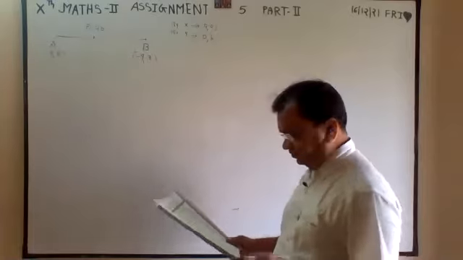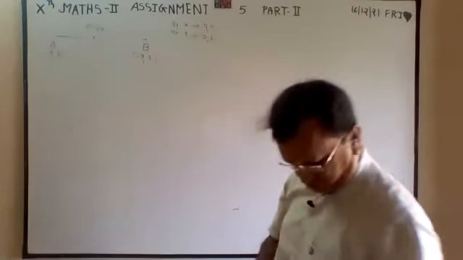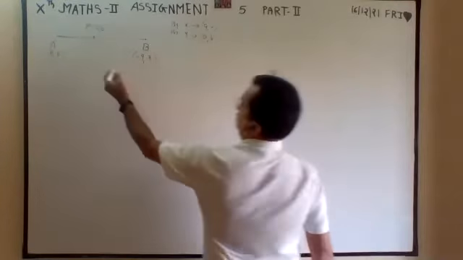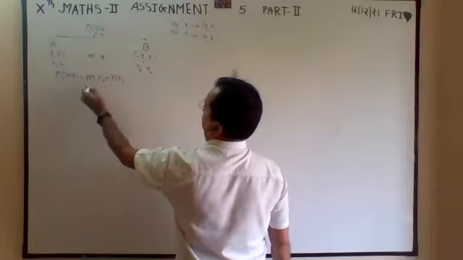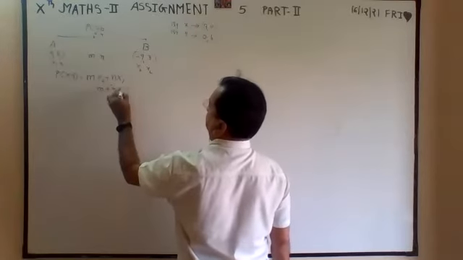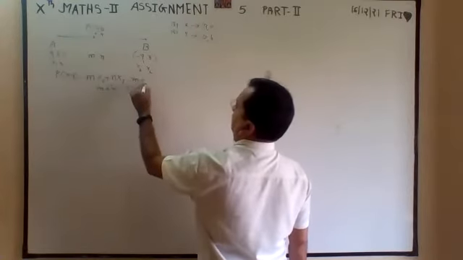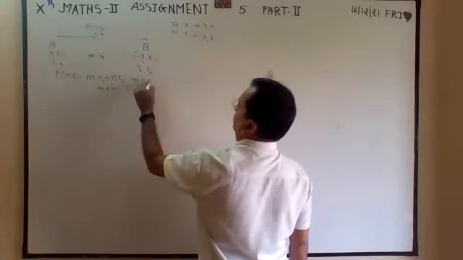Now the ratio we have to find out, and that point also. So the ratio is m is to n. Exactly the internal formula: P(x, y), this is (x1, y1), this is (x2, y2). So x is equal to (m x2 plus n x1) divided by (m plus n), with m by 2 and n by 1.